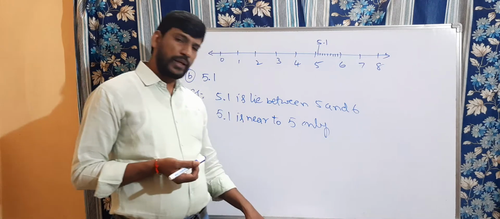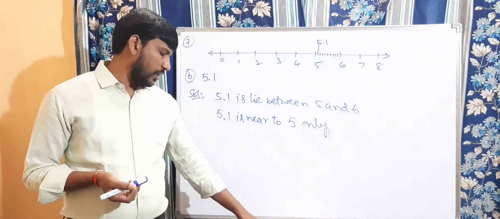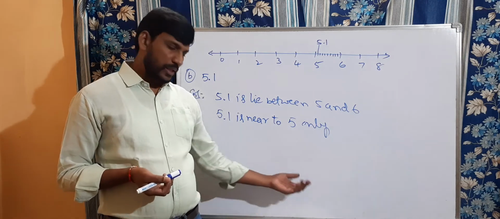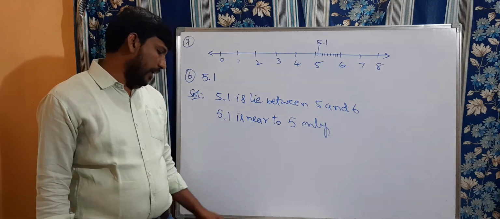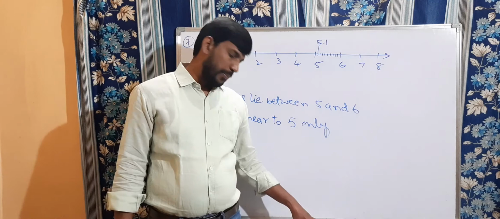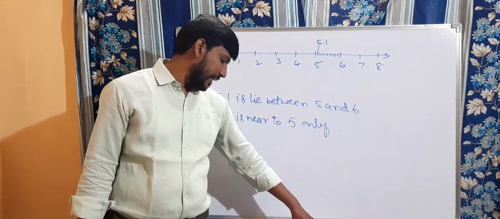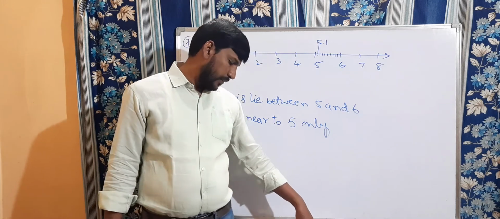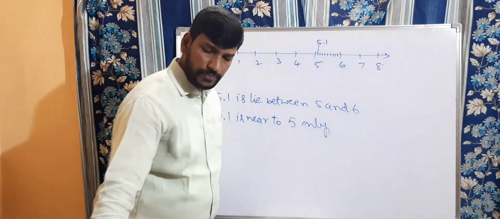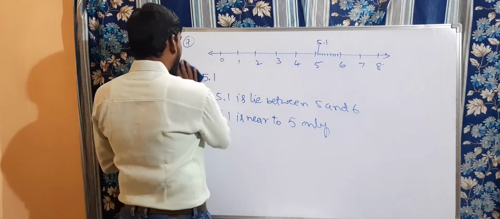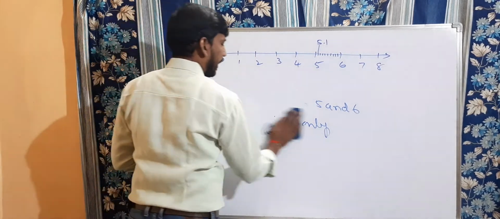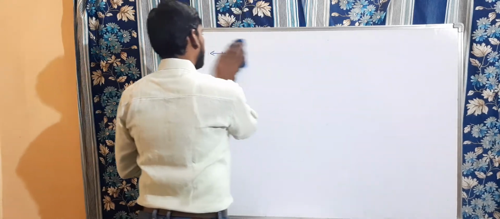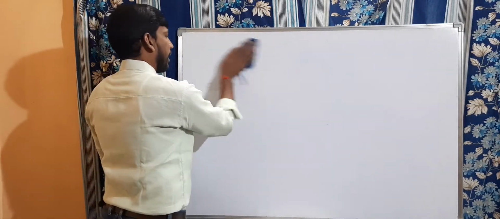Next, show the following numbers on the number line. Question number 8 is also the same thing: 0.2, 1.9, 1.1, 2.5 should be represented on the number line. Question number 9: write the decimal number represented by the points A, B, C, D on the given number line. Now question number 9, very interesting. They have given only the alphabets A, B, C, D. We need to find out the numbers.